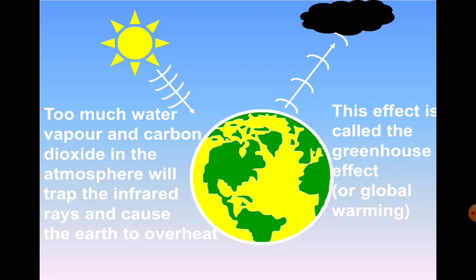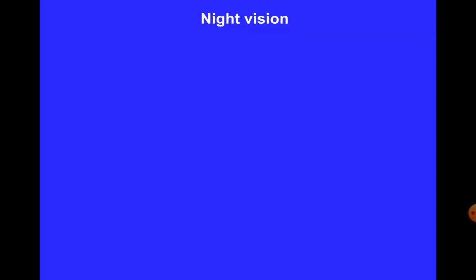Now, we discussed already a little bit. If there is too much water vapor and carbon dioxide in the atmosphere, the infrared light might be trapped in the atmosphere and actually will heat up the Earth more than we actually want to, and we call that the greenhouse effect, which is directly connected to global warming.